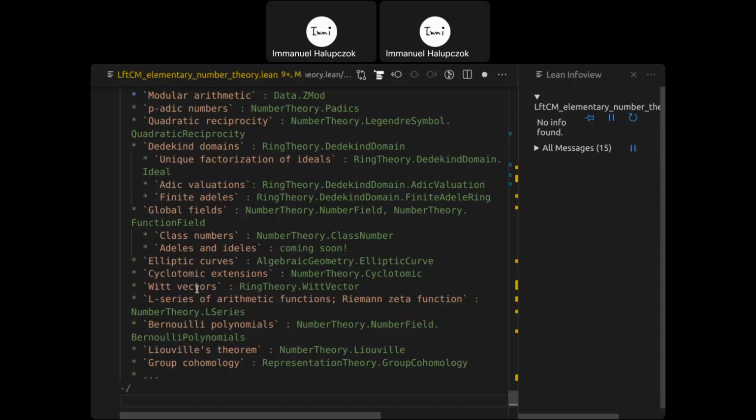Okay, what else? We have some things about L-series, not too much, but there are some things there. Bernoulli polynomials.